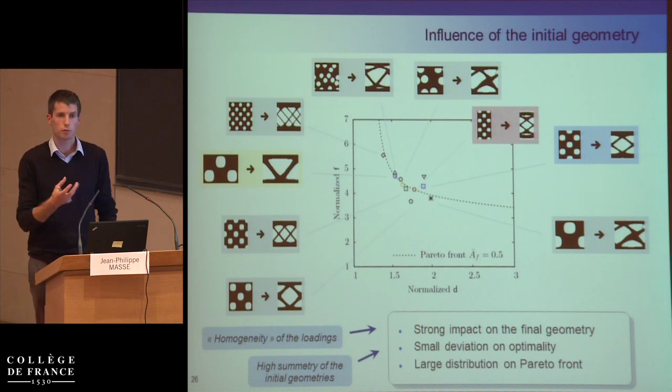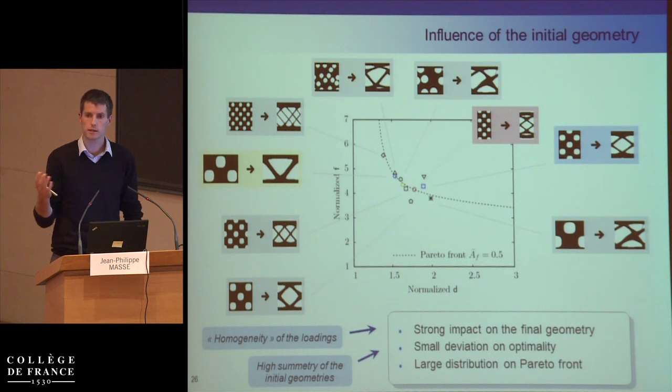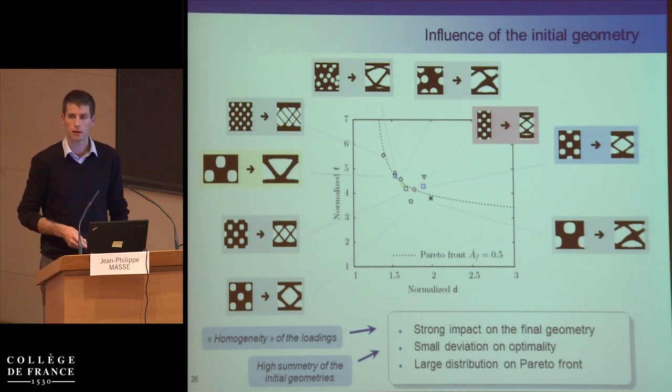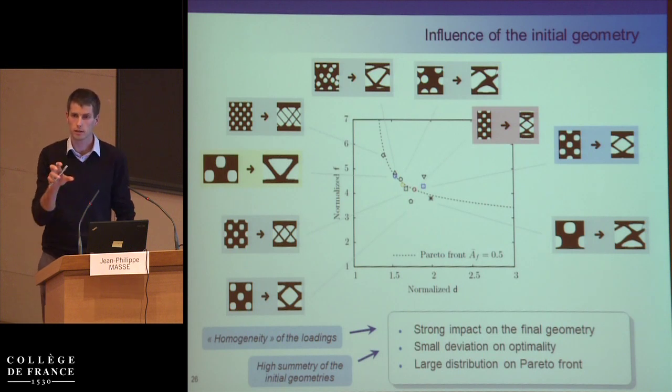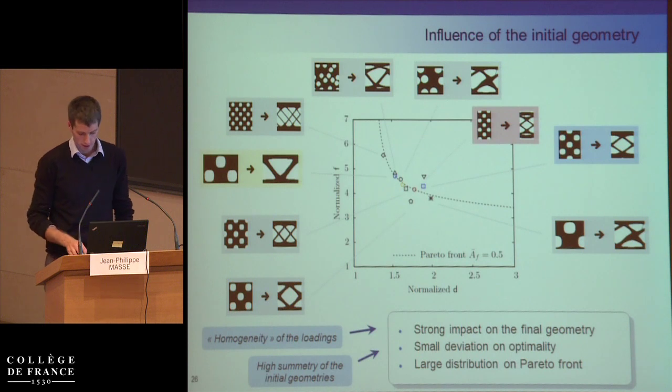So we can start from an initial guessed geometry and then optimize around this intuitive solution, and we'll stay around it in terms of topology and feasibility. And we see that all those optimized geometries are pretty much around the same Pareto front.